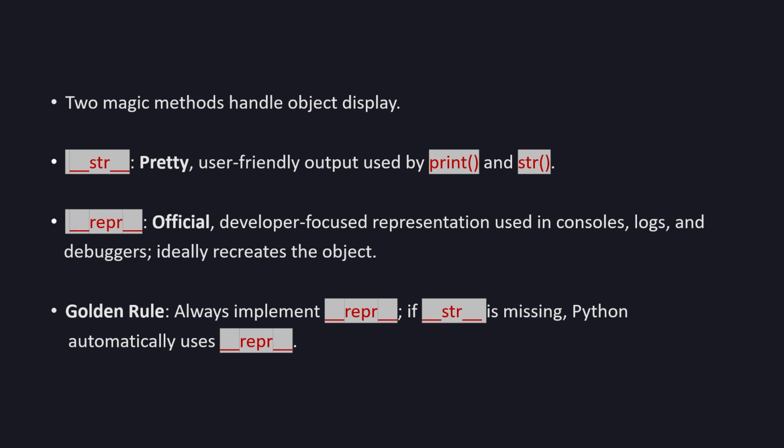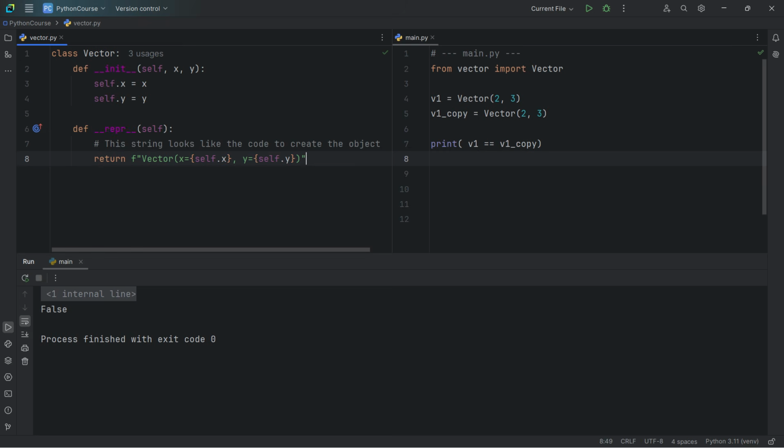So let's start there. We'll define the repr method in the Vector class, in the vector.py file. It is just taking self as an argument and returning a string.